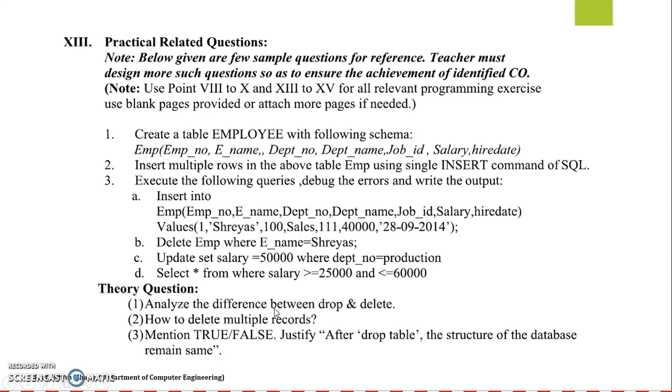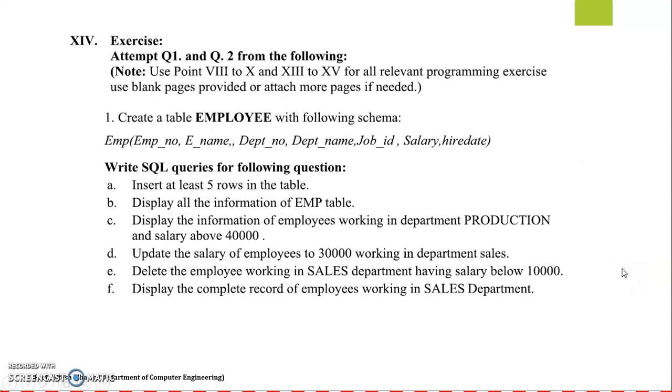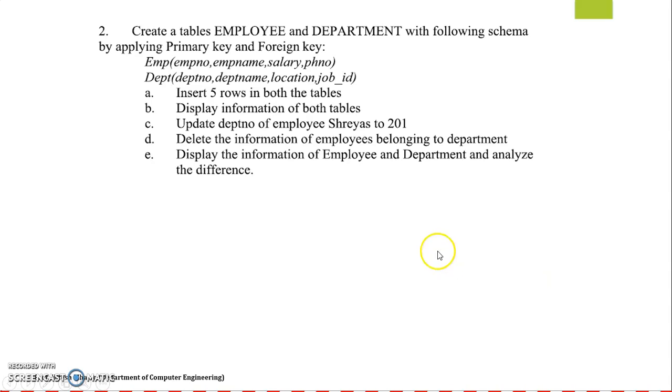Now these are some practical questions. You already have the manual's soft copy, so you can perform this using these statements. And there are some theoretical questions, like analyzing the difference between drop and delete, how to delete multiple records, and mention true or false: justify that after drop table the structure of the database table remains the same. You have to justify this, and these are some exercises. Again we are considering the same table and you have to perform these 6 questions here. If you have any doubt regarding the data, you have another question here.